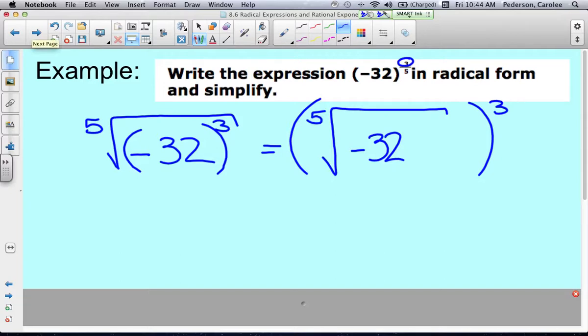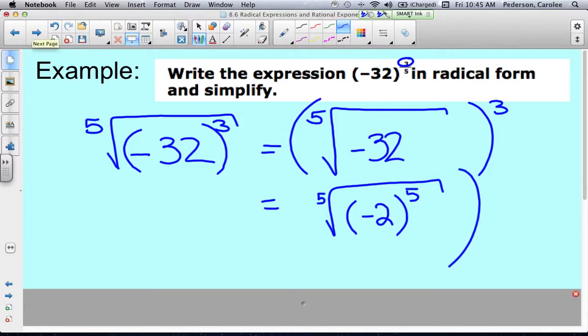And then 5th root. So now I can rewrite 32 as negative 2 times negative 2 times negative 2 times negative 2 times negative 2. Negative 2 to the 5th is negative 32. 5th root, and then way out there is that 3. What happens is that negative 2 to the fifth root is -2. And then we still have that 3. So -2 times -2 times -2 is -8. So sometimes it's easier to rewrite it with the power outside the radical.